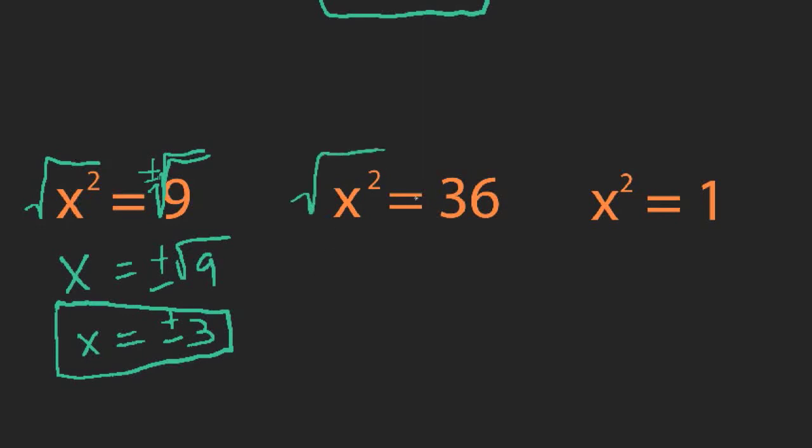Let's do a few more real quick examples. Plus or minus the square root of both sides. X equals, the square root of 36 is 6, so plus or minus 6. That's your answer. X squared equals 1.